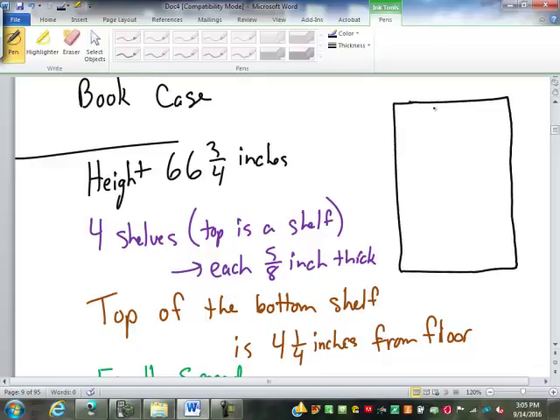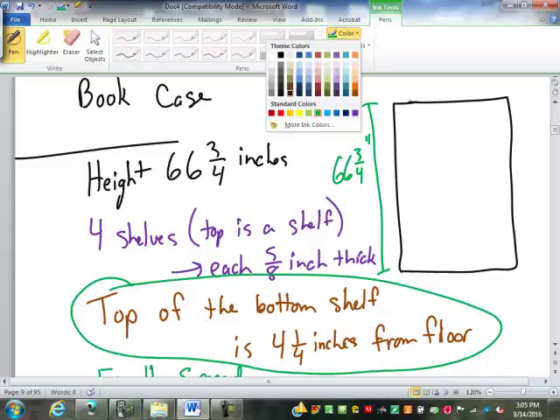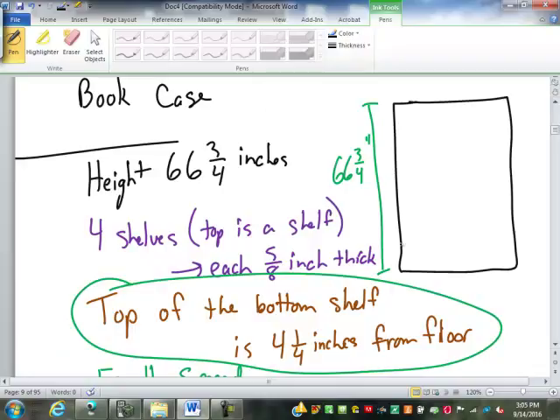The overall height is 66 3/4 of an inch. So there's a simple start to our picture. 4 shelves. But I'm actually going to jump down to this piece of information before I do the 4 shelves. The top of the bottom shelf is 4 1/4 inches from the ground. So that means that is 4 1/4 inches.